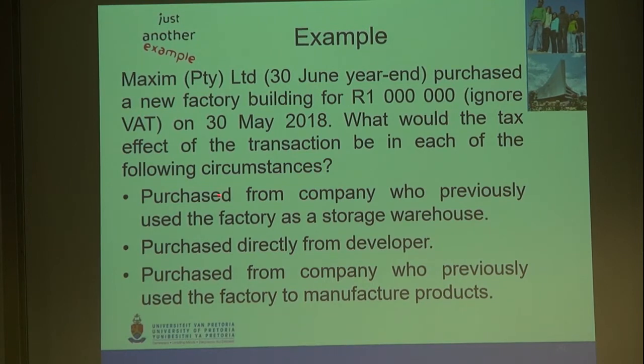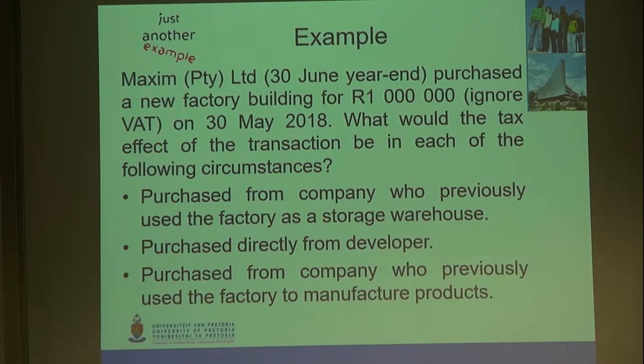It was purchased from a company who had previously used it. So it's a second-hand building, and they had previously used it as a storage warehouse. Can we claim section 13? Storage is not manufacturing. So did that previous owner claim section 13? No. So we can also not claim section 13, unfortunately. And so we lose the allowance.